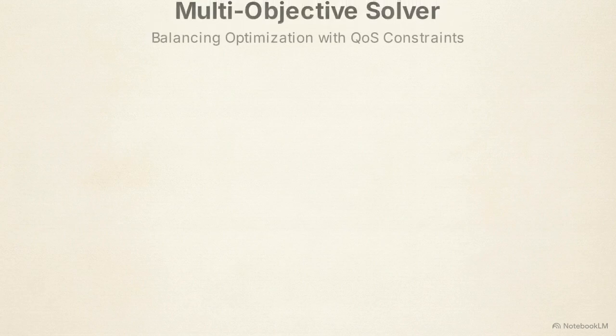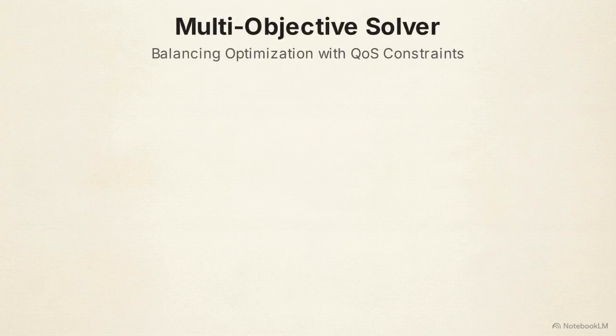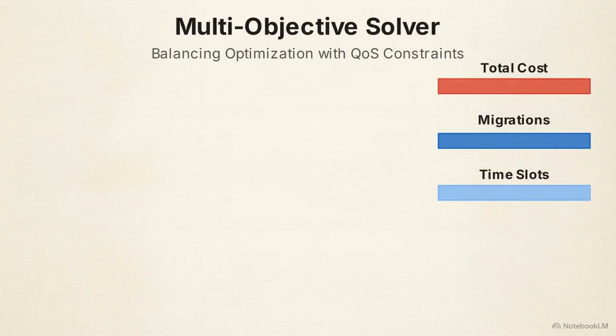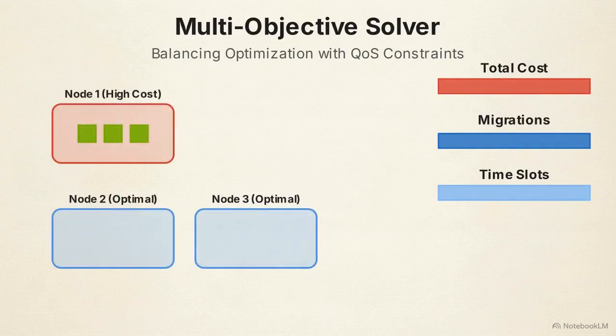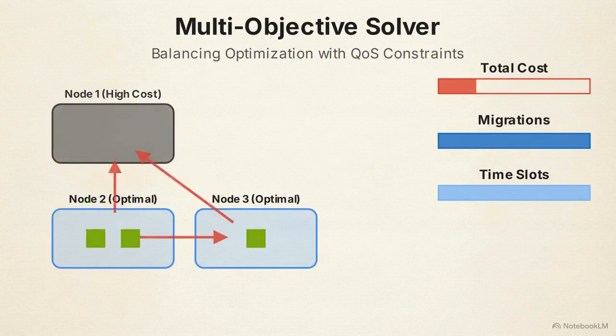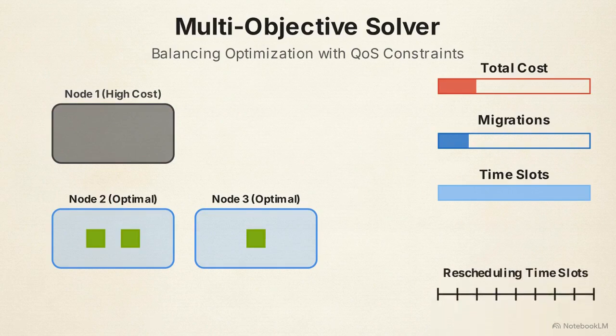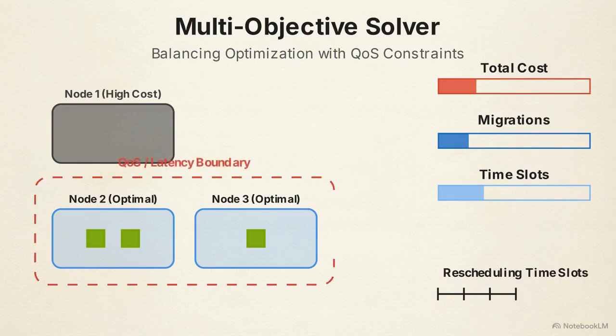Clearing deadlocks is only the baseline requirement. The custom solver must balance 3 competing objectives simultaneously. The primary objective is to maximize cost reduction by shutting down the most expensive nodes in the cluster. The second objective minimizes the total number of rescheduled microservices to prevent unnecessary network strain and task delay. The third objective minimizes the duration of the entire rescheduling phase, ensuring the cluster spends as little time as possible in a vulnerable state.